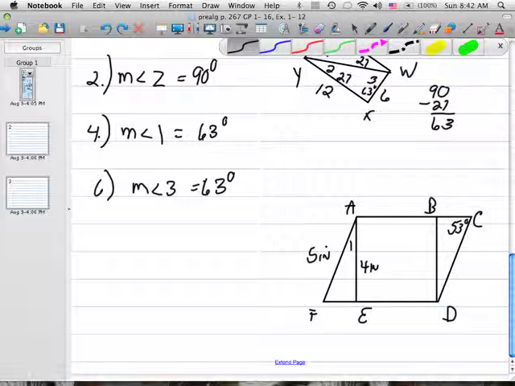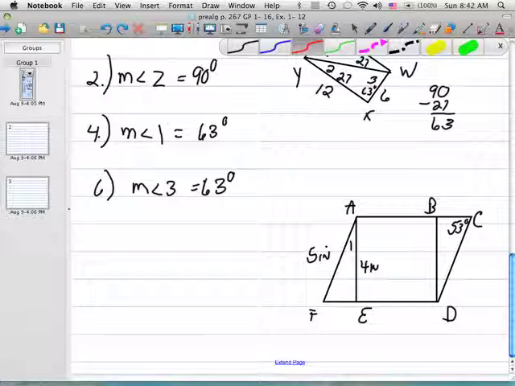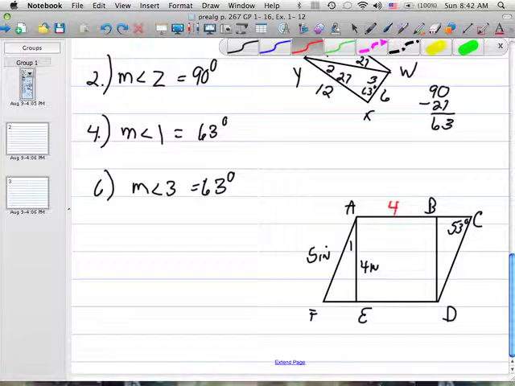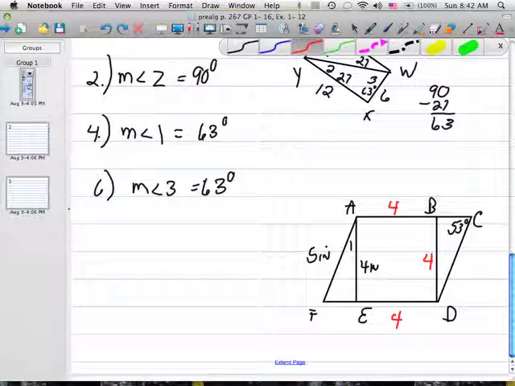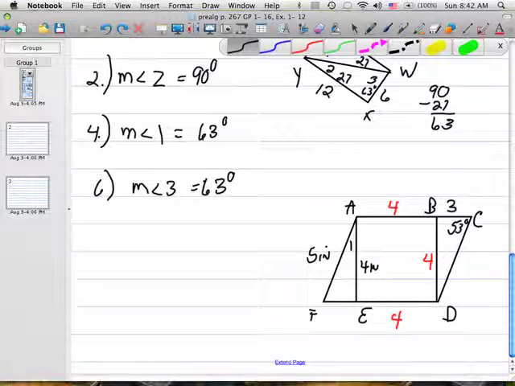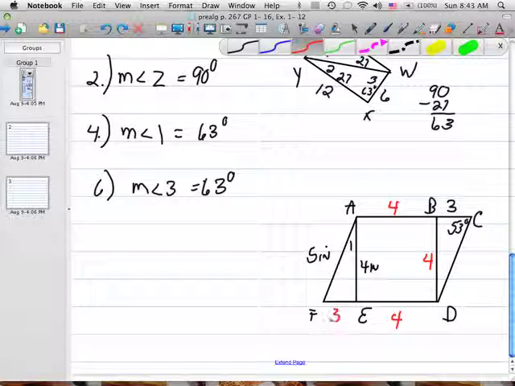Okay, let's go ahead and label everything that we can, or find the measurements of everything we can. Line segment AB is also 4 since this is a square. BD is 4, ED is 4. They gave us that this was 3 inches here. So if this is 3, opposite sides of a parallelogram are congruent, so FE must also be 3. Opposite sides of a parallelogram, so if this is 5 inches, this must be 5 inches.